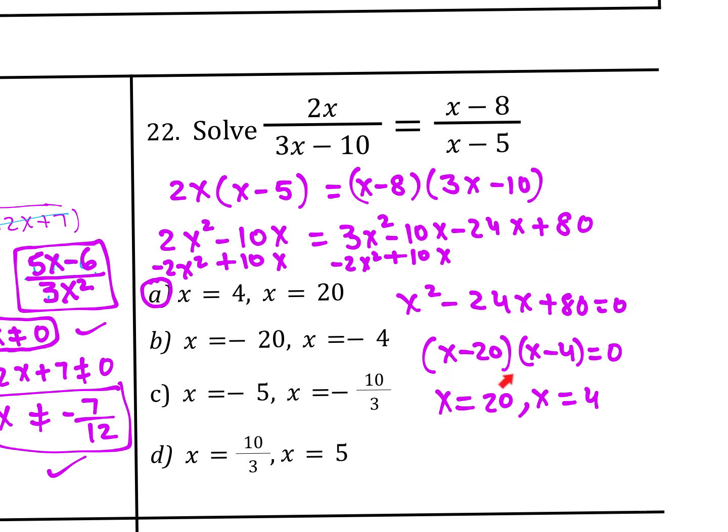Factor this quadratic equation. Find two numbers that multiply to 80 and add to negative 24. Set them equal to 0 one by one. So you got x equals 20 and x equals 4.